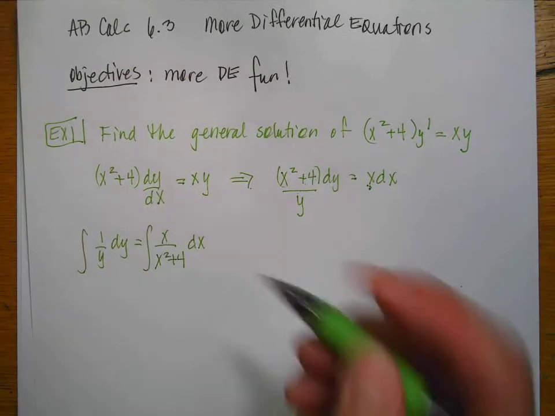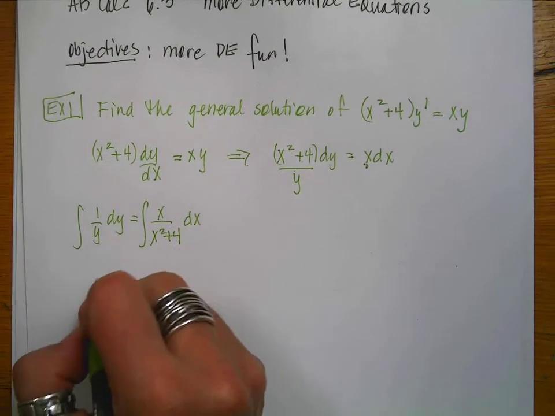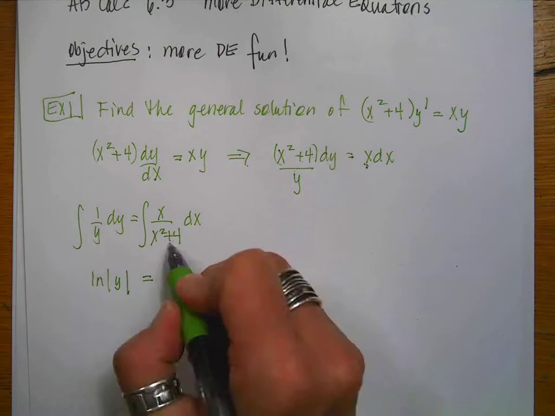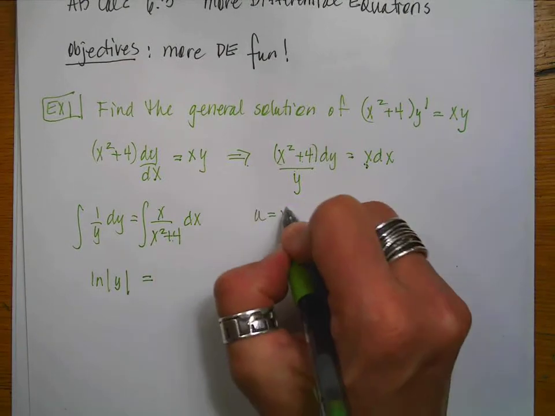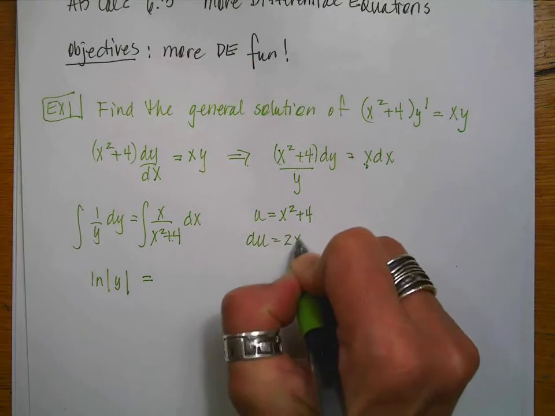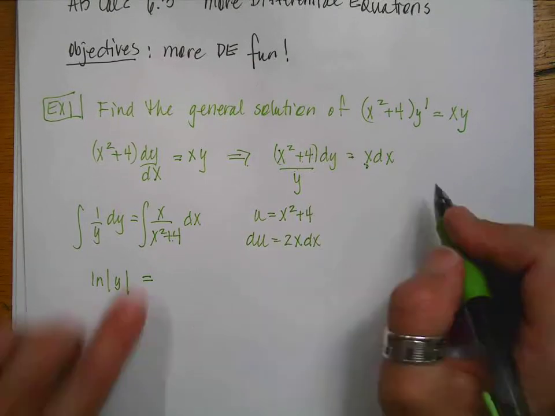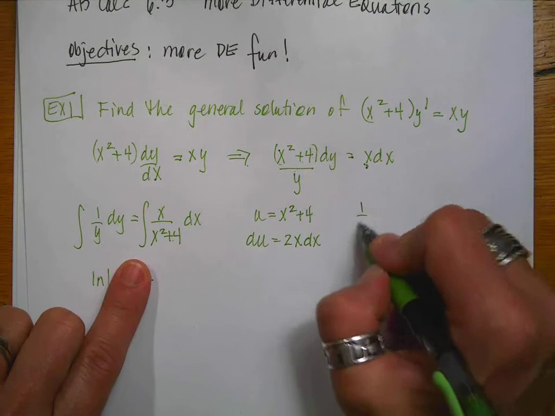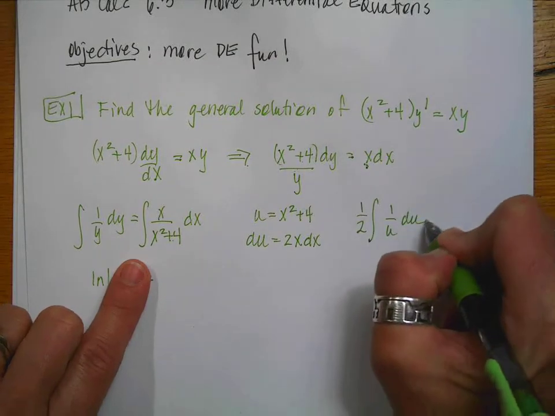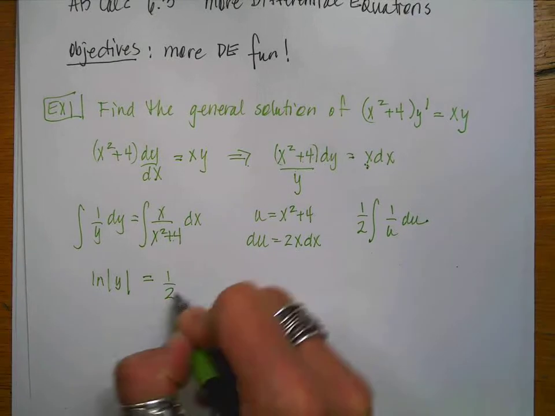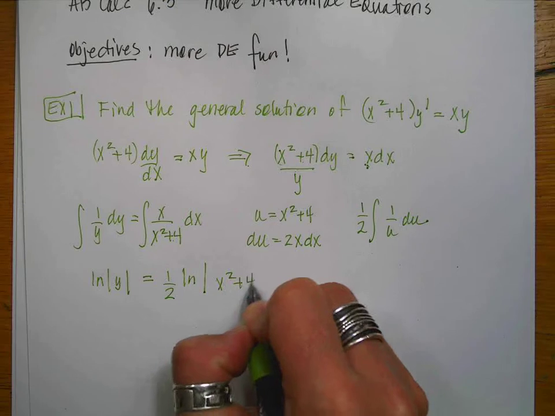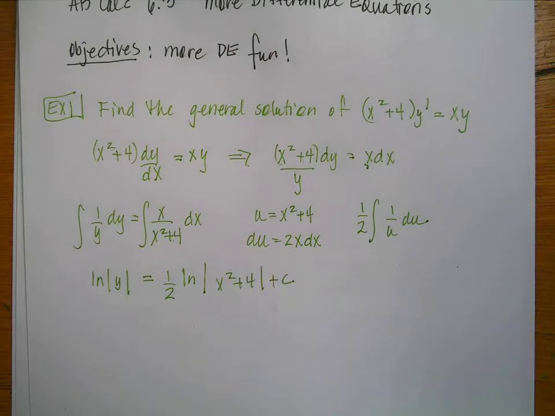Now I'm going to integrate both sides, and when I do, I'm going to get the natural log absolute value of y is equal to, on this one, I'm going to let my u equal x squared plus 4. My du is 2x dx, so the integral on this side becomes 1/2 the integral of 1 over u du. So this is the 1/2 natural log absolute value x squared plus 4 plus c.